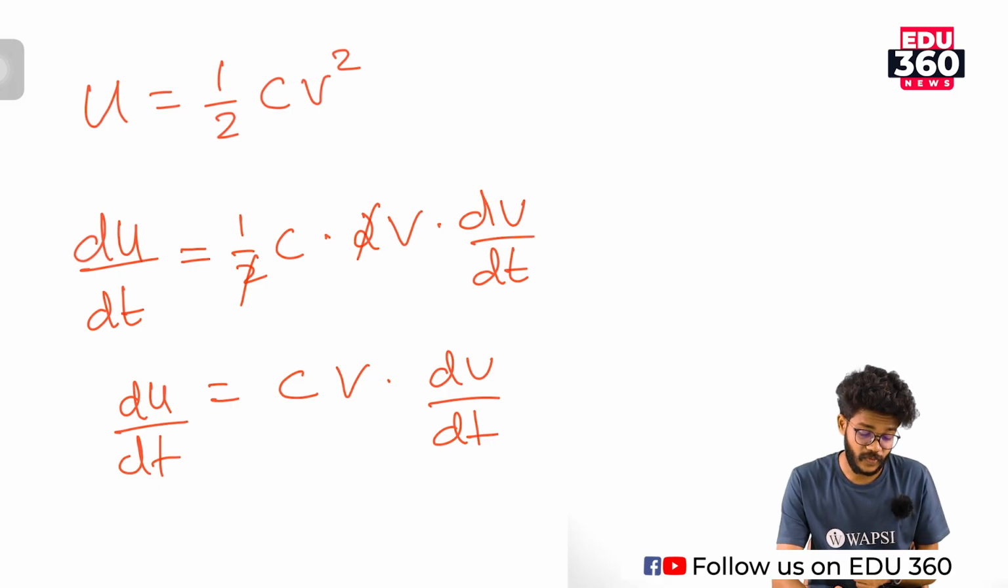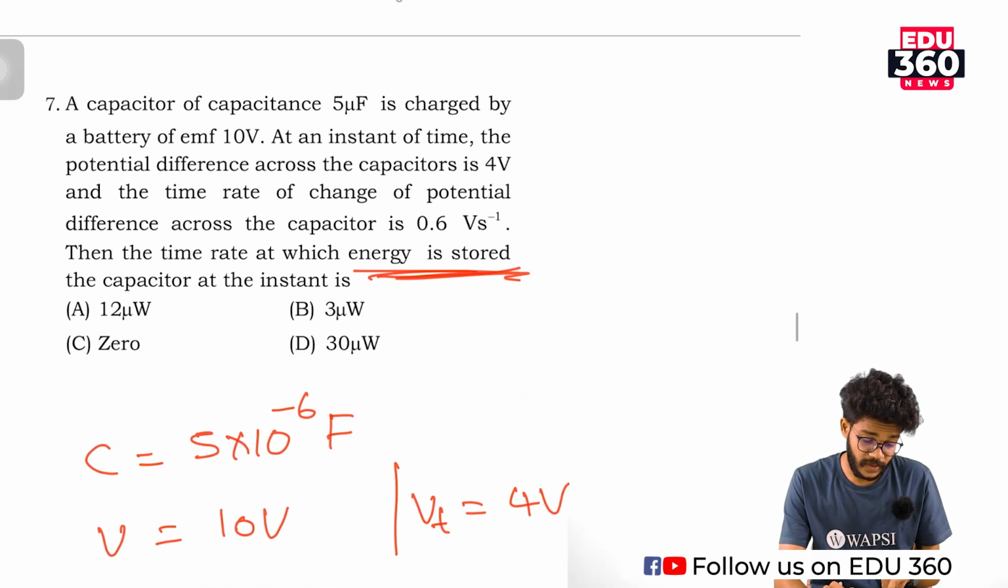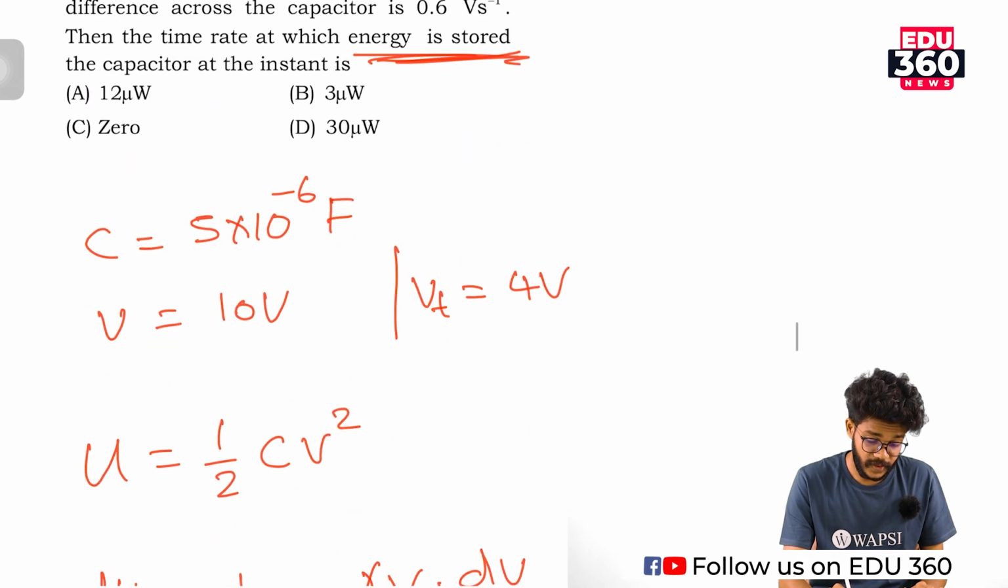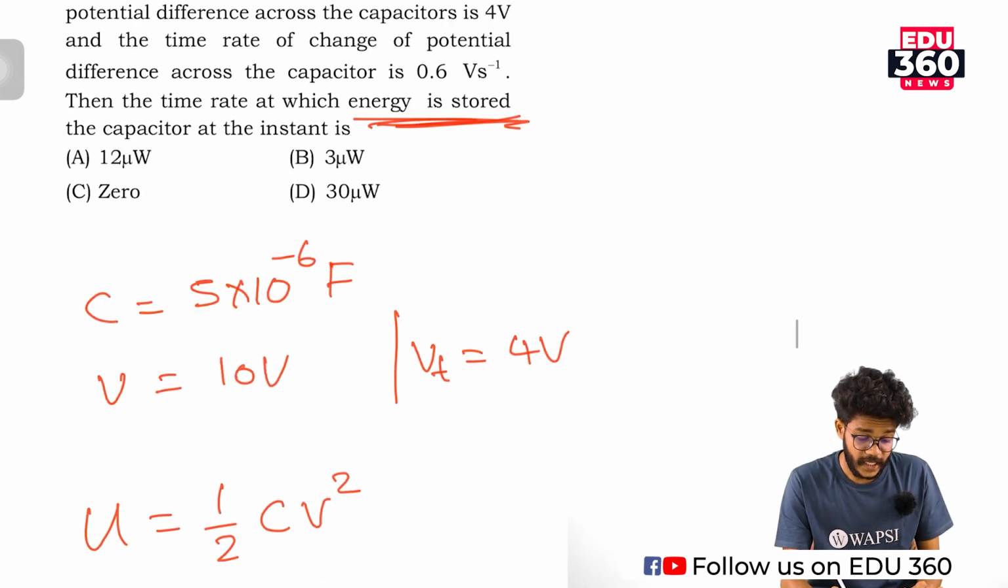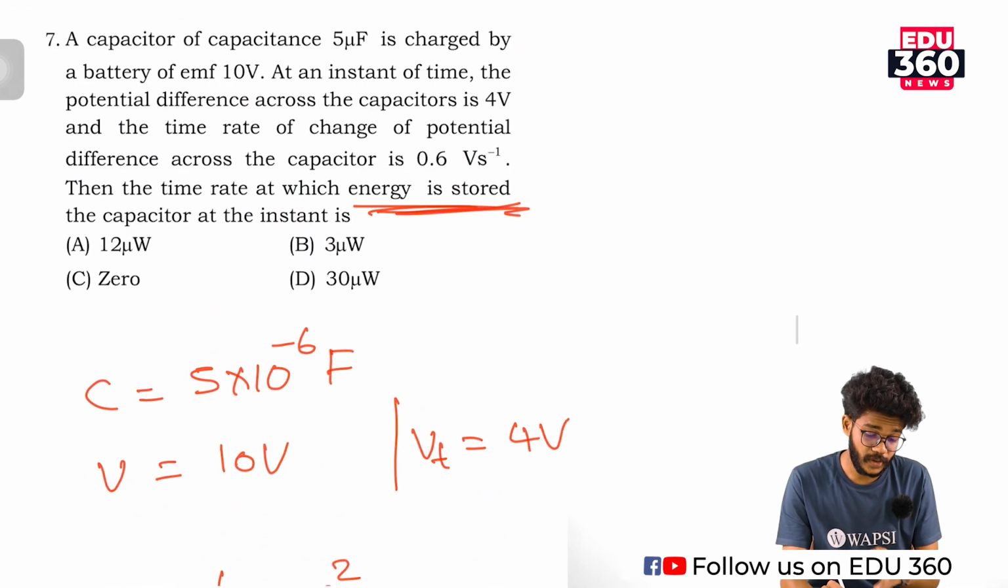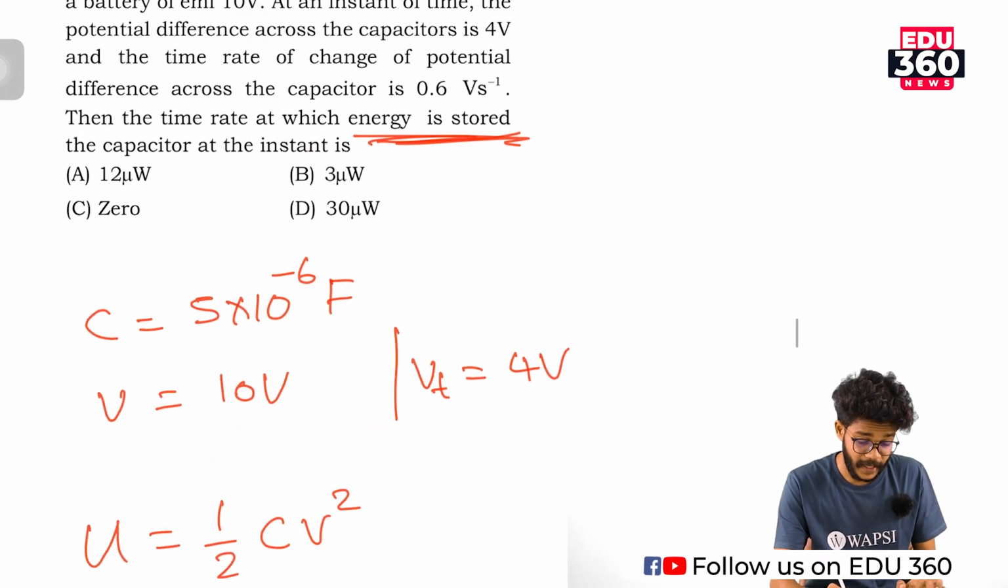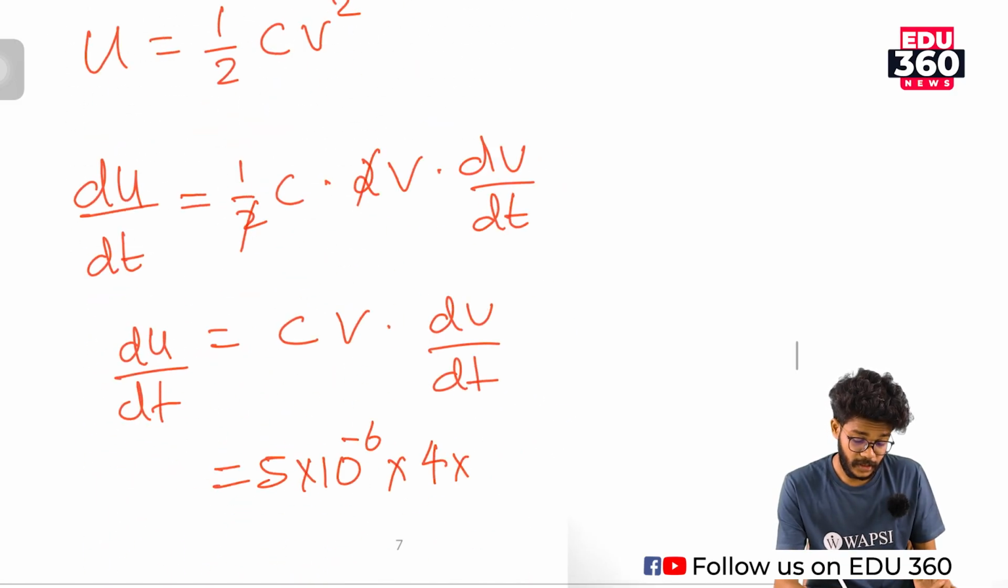So at that time, what is the voltage? What is the capacitance? 5 microfarad, which is 5 into 10 raised to minus 6, multiplied by the voltage. Voltage is what? 4 volt. At that particular time it is 4 volt. Okay, it's multiplied by dV by dt, 0.6.